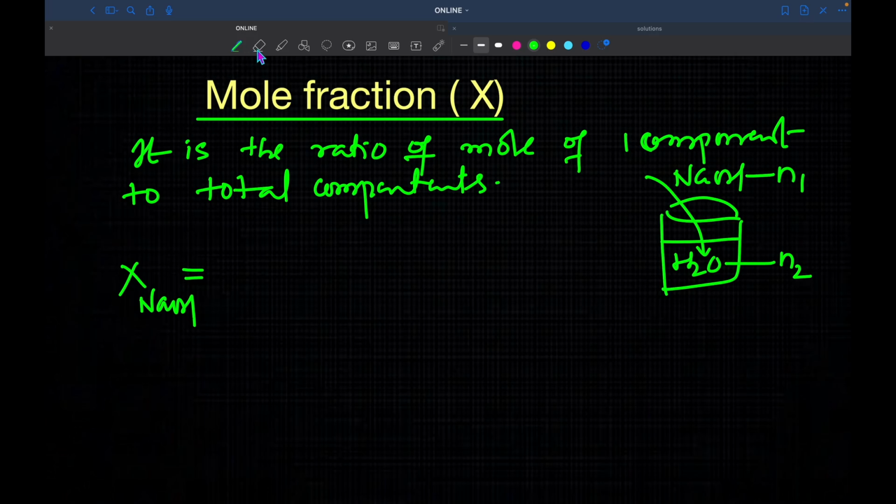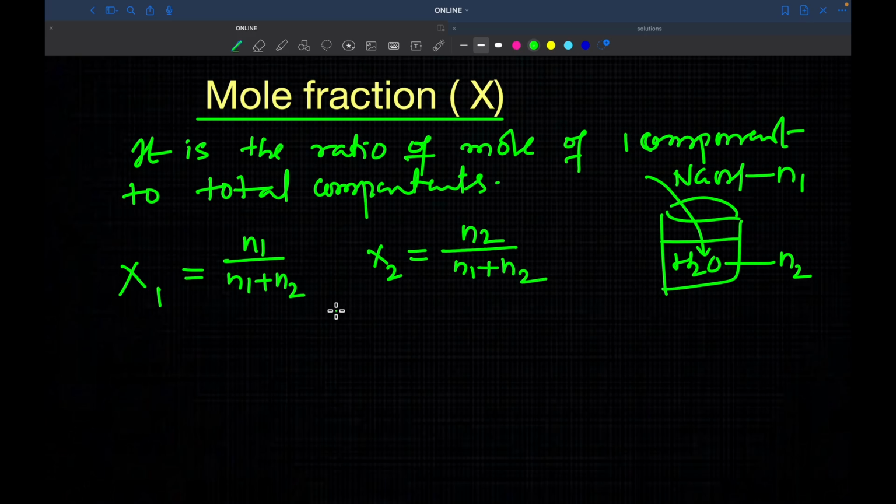Mole fraction of X1 is equal to N1 by N1 plus N2. It is the same as mass percentage, but we take moles and we don't multiply it by 100. X2 is equal to N2 over N1 plus N2. So these are the two important formulas of mole fraction.